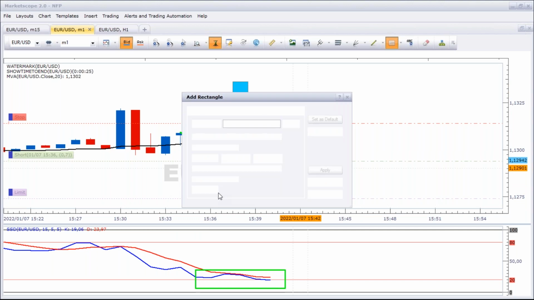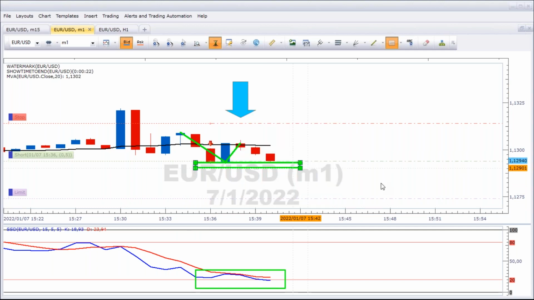Okay, so we've got some support here that we just got to keep an eye on. Another 10 seconds, we'll get the next candle.